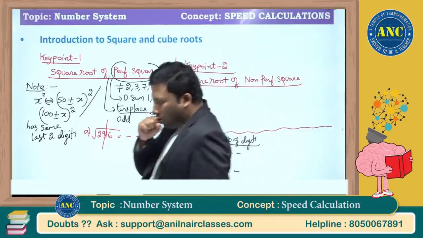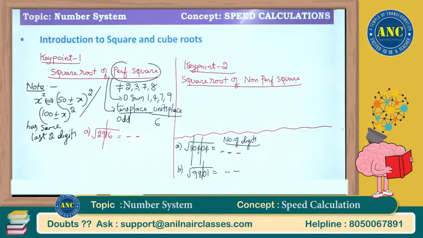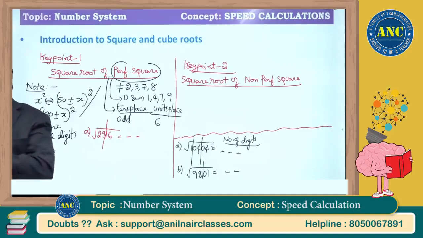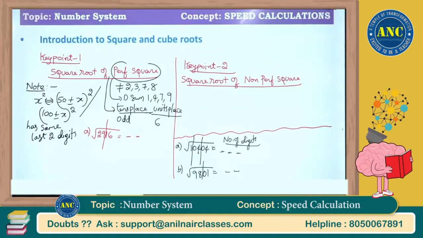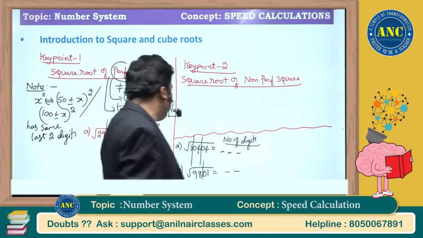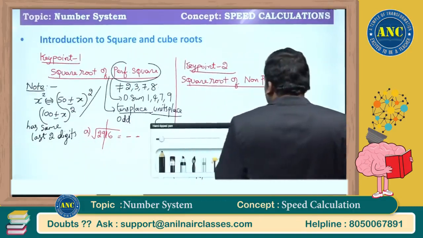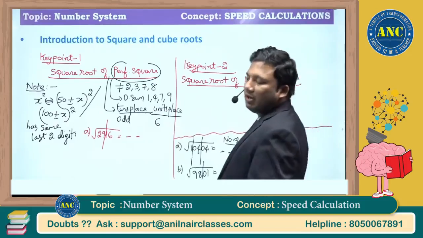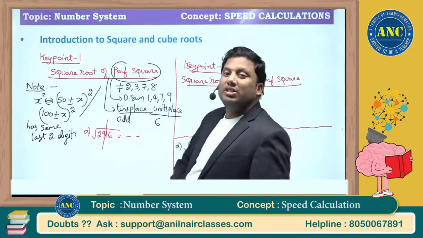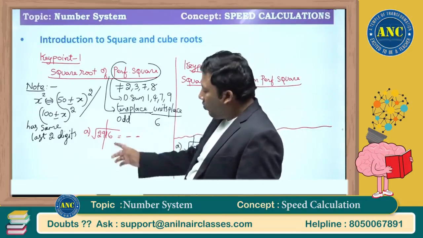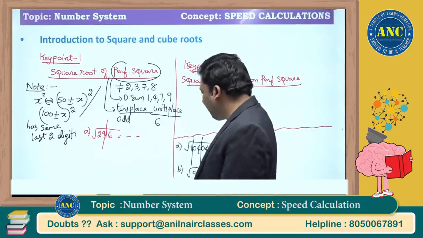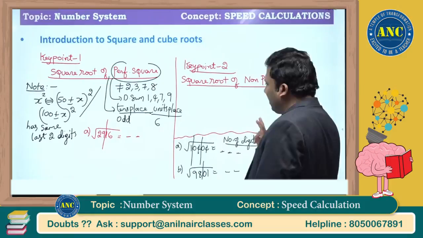Step number 1, we found the number of digits. Now in step number 2, what are the last 2 digits of the number? 16. Only see the last 2 digits. If I see the last 2 digits, it is 16.